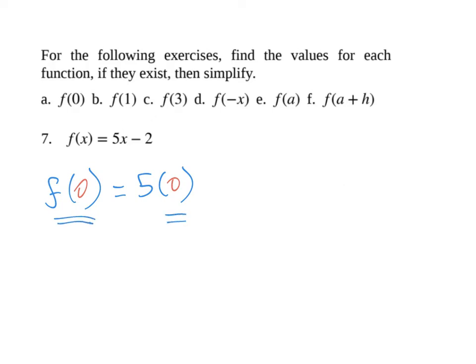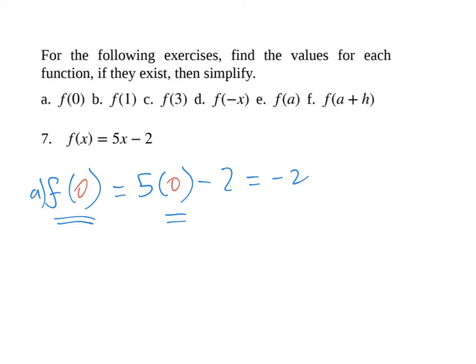That's important because if there's an expression with more than one term where the x goes in your notation, you'll have to replace that x with the entire expression. Now let's just finish this one off. It's 5 times 0 minus 2. And then when you evaluate that, that works out to be 0 minus 2, which is -2. So my answer for letter A is -2.